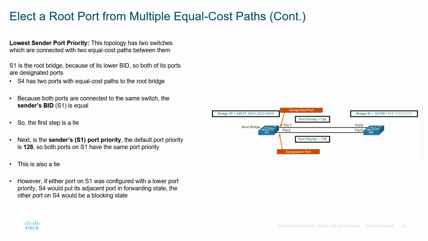Next, the sender, which is S1: its default port priority is 128, as in this example. So both ports on S1 have the same priority. This is also a tie. However, if either port on S1 was configured with a lower port priority, S4 would put its adjacent port in the forwarding state. The other port on S4 would be in the blocking state.